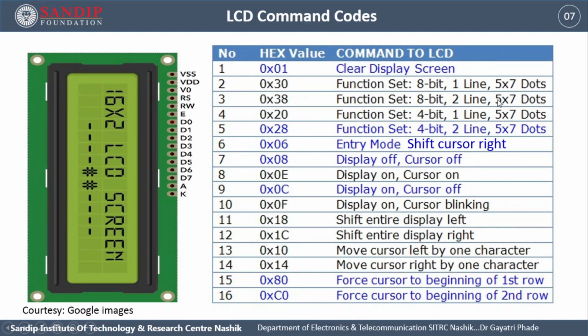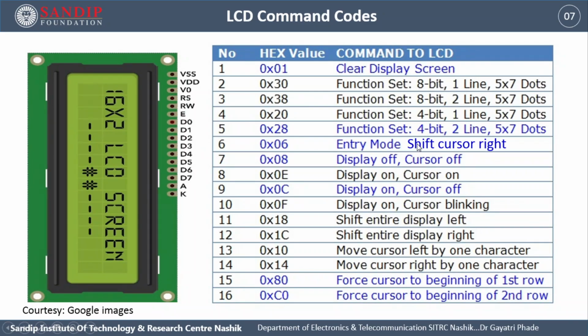Second, 38 is 2-line LCD and 5 by 7 dot. Each character will be displayed by this 5 by 7 matrix of pixels. 20 is the 4-bit 1-line. 28 will be 4-bit 2-line LCD, and 5 by 7. Hope you understand the meaning of 5 by 7 now.